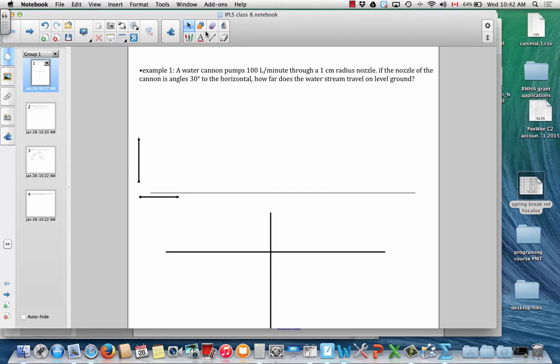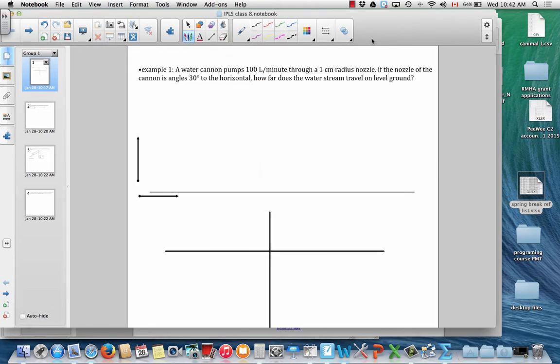Okay, so often in physics we'll appeal to prior knowledge, things we should know from previous classes. And this is one such time. This is about to be a projectile motion problem. It starts off looking like standard fluid stuff because we see here a water cannon pumping 100 liters per minute. That is a volume to time, so that's a volume rate of flow.